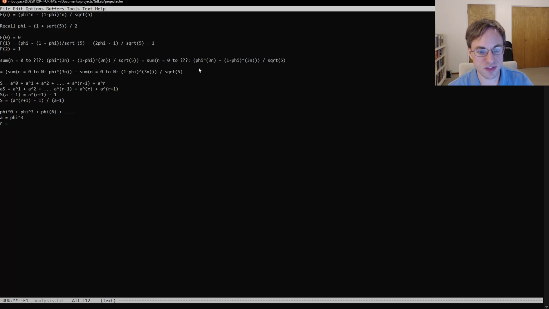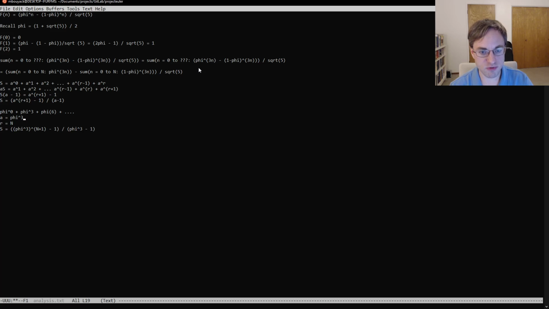And so you'll notice that this sum goes all the way up to phi cubed to the capital N. And so r is just going to be capital N there. And so that gives us our sum is equal to phi cubed to the N plus 1 minus 1, divided by phi cubed minus 1.